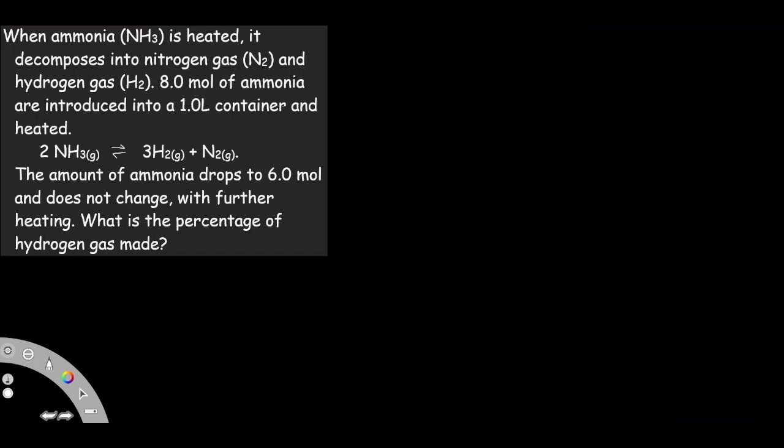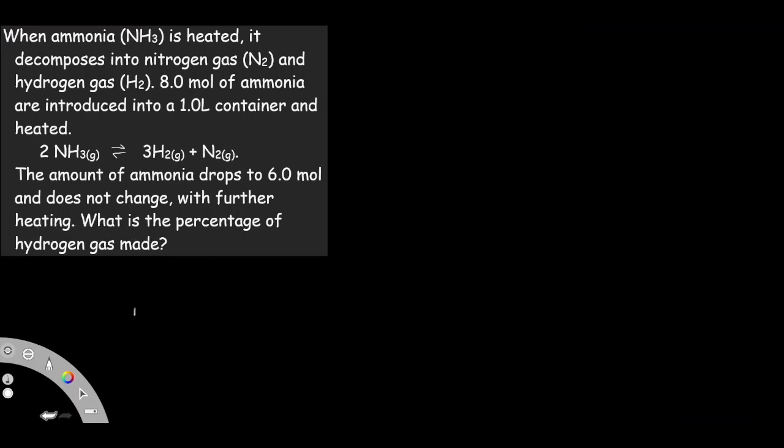Initially it was at 8 moles per liter, okay? And again, thankfully it's just 1 liter, so that makes it easy. So we have a concentration of 8 moles per liter, and then it eventually drops to 6 moles per liter, okay? And it does not change after that with further heating. What is the percent of hydrogen gas being made? Of course, right now we're highlighting and revolving around ammonia, but we have to shift our focus towards hydrogen gas.